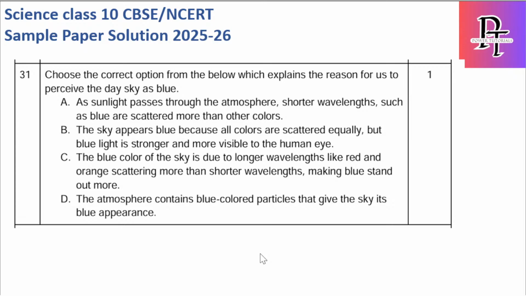Let's see the next one. Choose the correct option from below which explains the reason for us to perceive the day sky as blue. The options: as sunlight passes through the atmosphere, shorter wavelengths such as blue are scattered more than other colors.